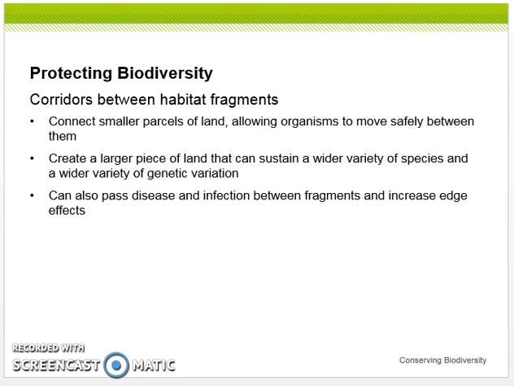Corridors between habitat fragments help in protecting biodiversity. If you connect smaller parcels of land, allowing organisms to move safely between them, you're creating a corridor. Creating a large piece of land can sustain a wider variety of species and a wider variety of genetic variation, but corridors can also pass disease and infection between fragments and increase edge effects.